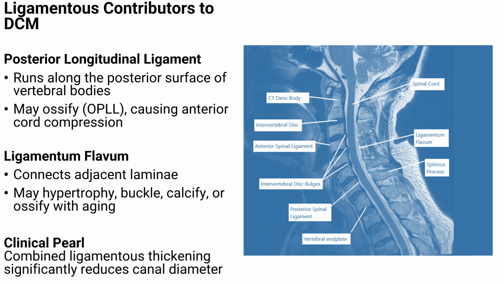The ligamentum flavum joins adjacent laminae at the back of the spinal canal, and with aging, it may thicken, buckle inward, or undergo calcification or ossification, while these changes, together with abnormalities of the posterior longitudinal ligament, progressively reduce the space available for the spinal cord and increase the risk of cervical myelopathy. Ligament thickening matters clinically.